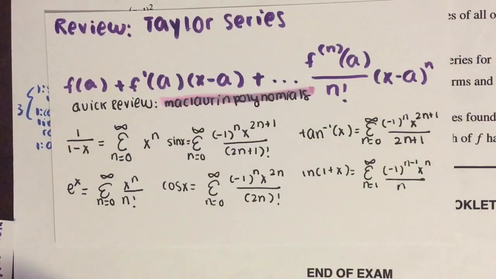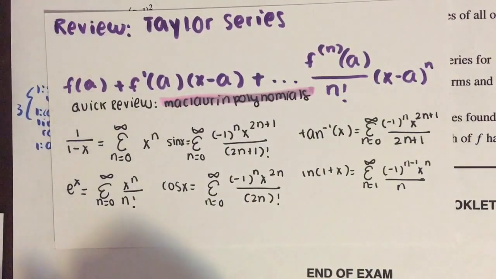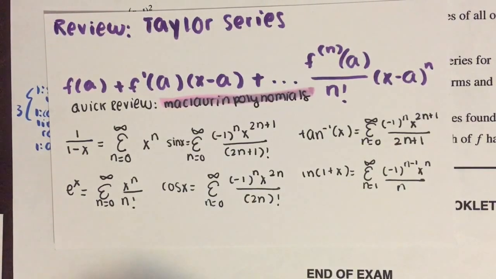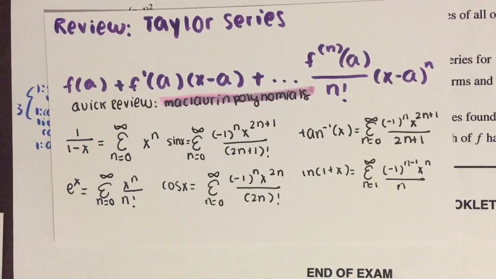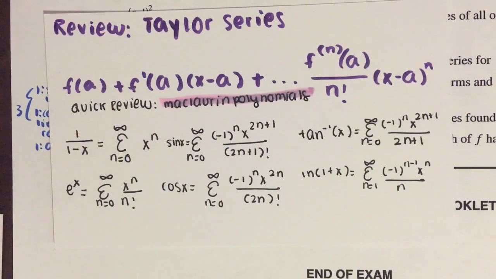The series representation for cosine x is negative 1 to the n x to the 2n over 2n factorial. And the representation for ln of 1 plus x is negative 1 to the n minus 1 x to the n over n. And again, it's just really helpful to know these, especially for the multiple choice and for the number 6 on the free response, as it's usually a Taylor or Maclaurin polynomial.